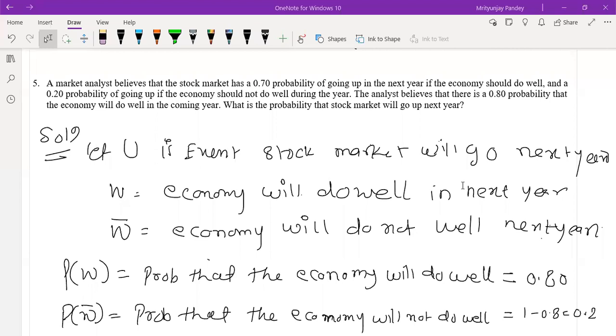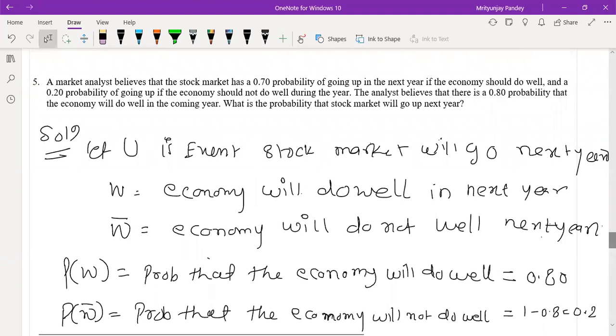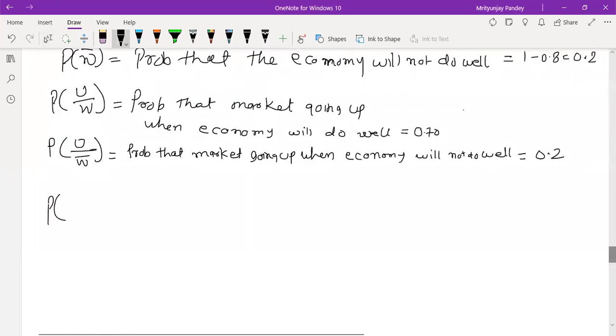Okay. So now next one, the probability that market going up when economy will not do well, here not, that is 0.2. Already given in the question. Now what is your question? I mean, क्या find out करना है? Let's see. What is the probability that stock market will go up in next year? So that means your question is find P of U. So this is the total probability theorem. Tell me the value of this one.